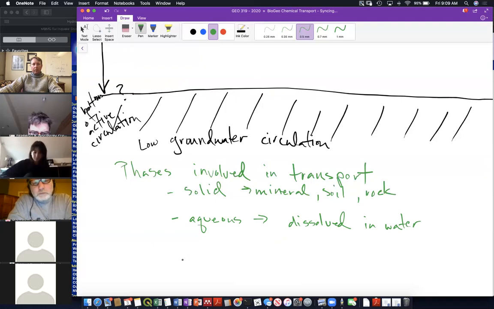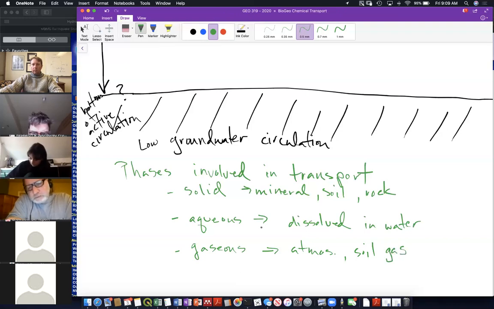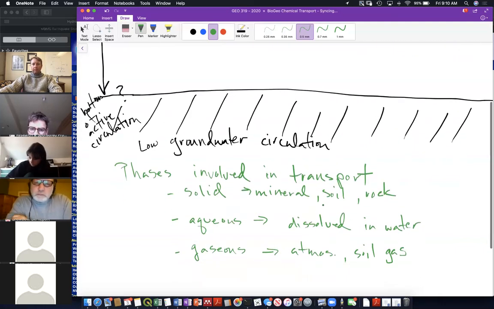All right, and then we've got gaseous. All right, so transport, or well, we'll just say gas phase. So atmosphere, soil gas. Any other subsurface gas phase.